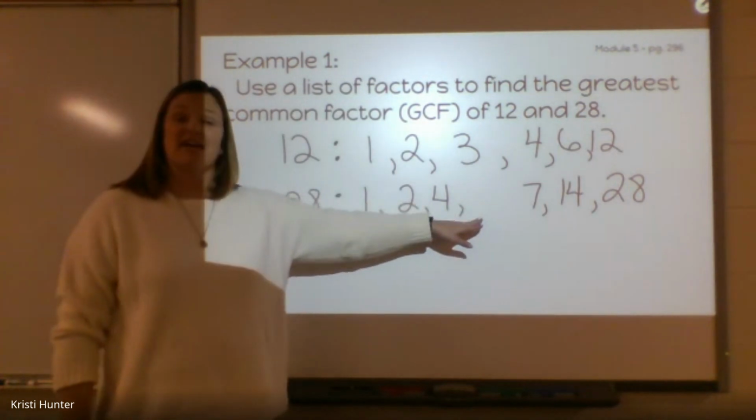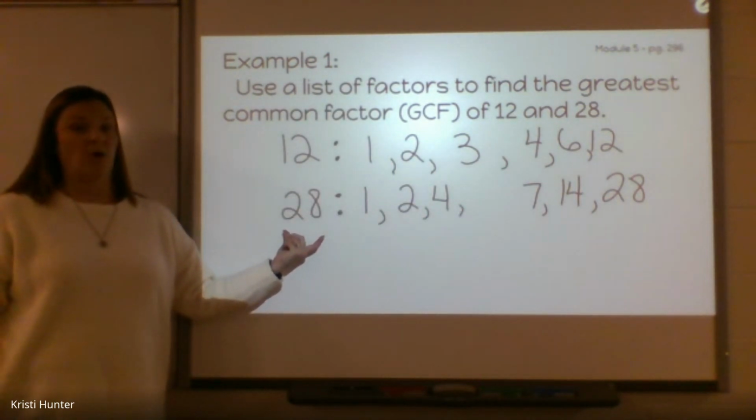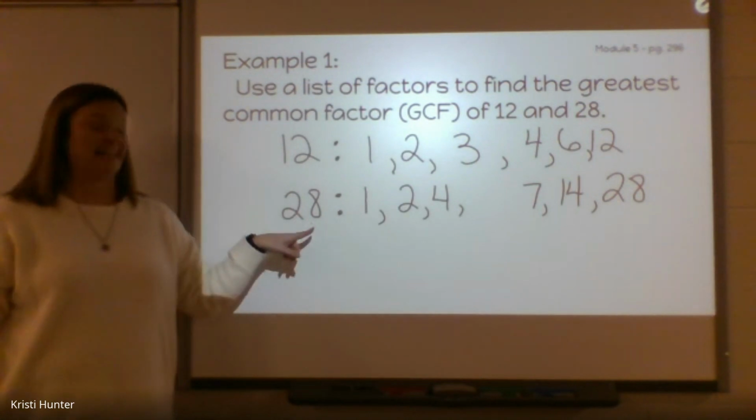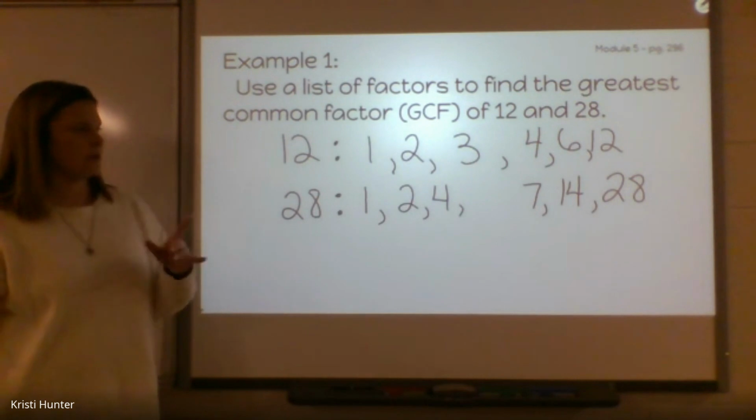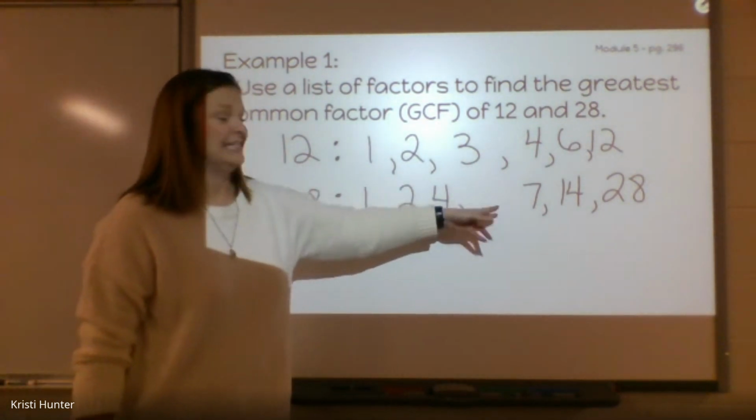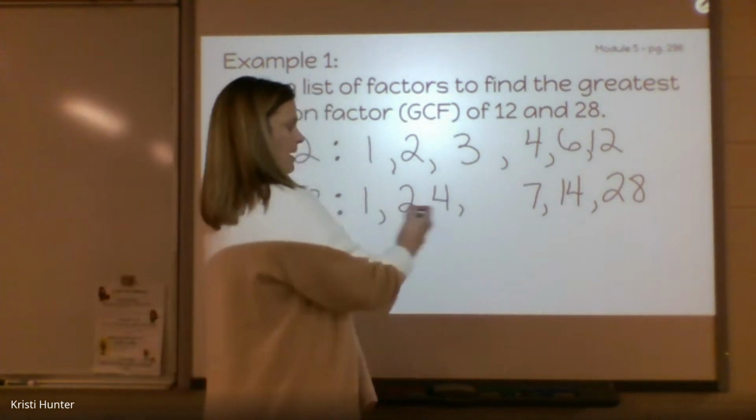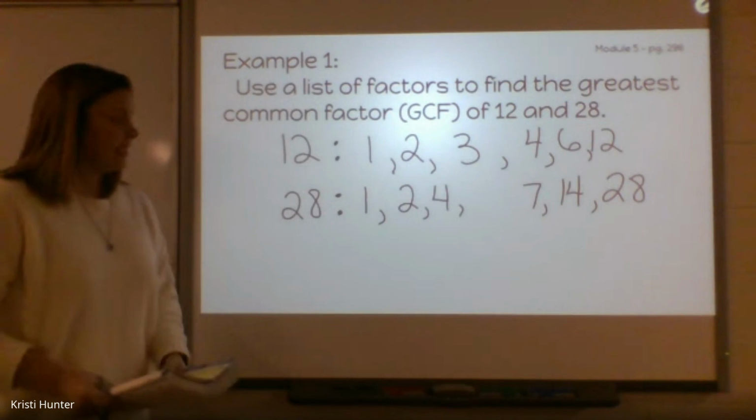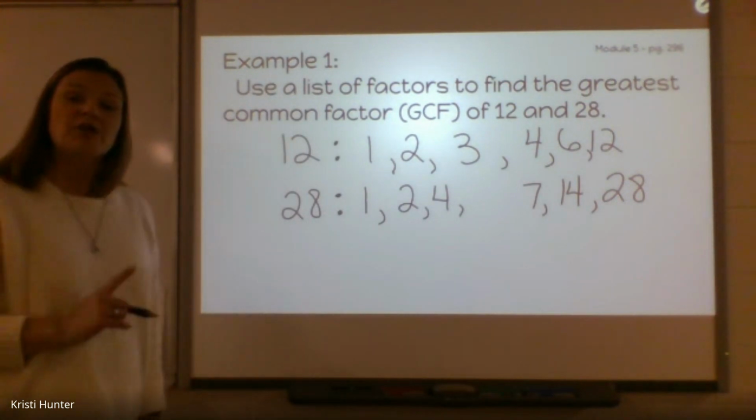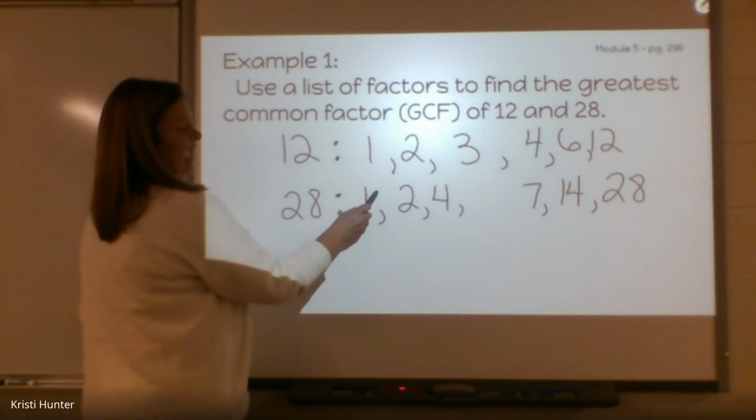Let's check 5 next. Well, I know 5 won't work because 28 doesn't end with a 5 or a 0. How about 6? Does 6 work? That's my only next option, and 6 does not work. So here are my factors of 28. When I look at all my factors, I look at which ones are the same. So they both have a 1.